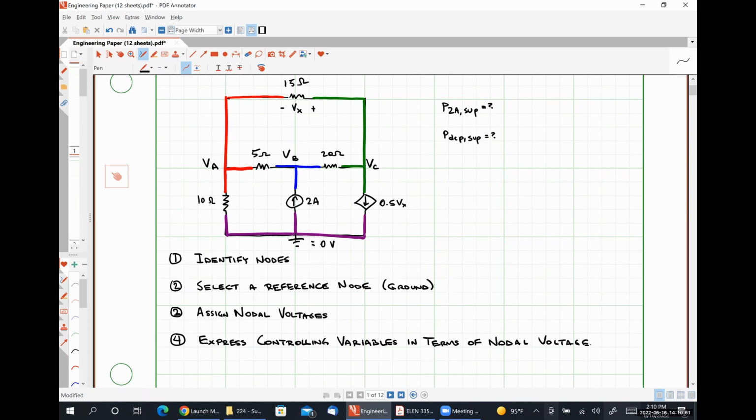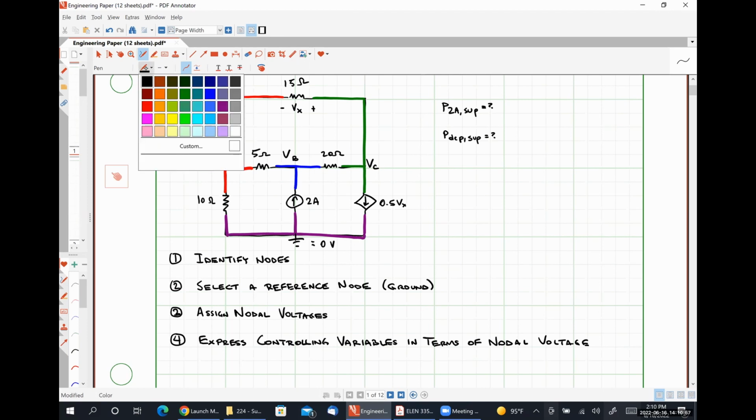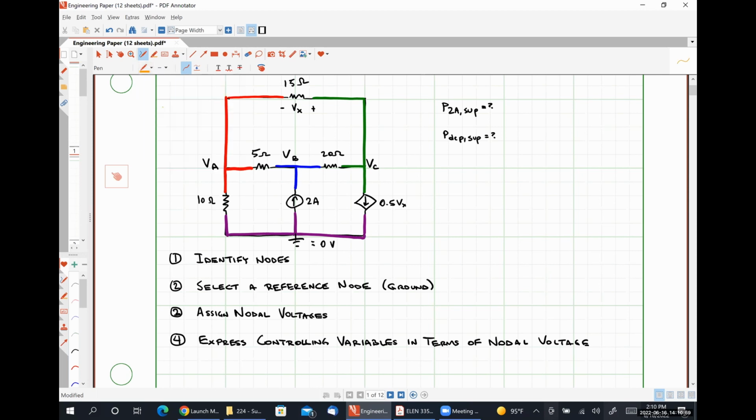So what I mean by a controlling variable is a quantity that controls a dependent source. In this particular circuit, our controlling variable is this voltage Vx, which is defined to have the positive polarity terminal on the right-hand side and the negative polarity terminal on the left-hand side.